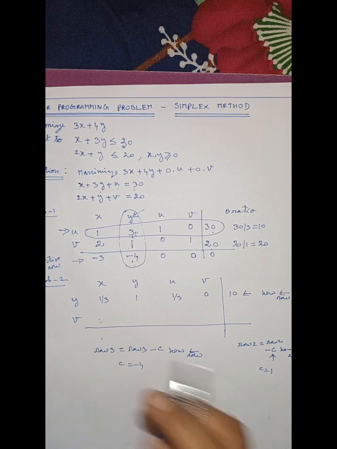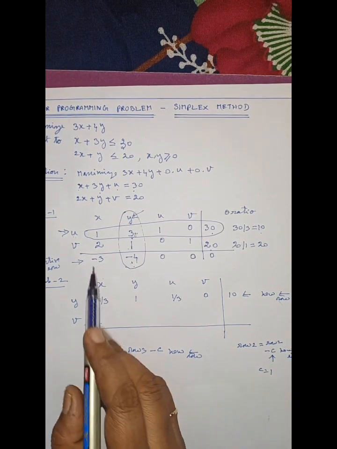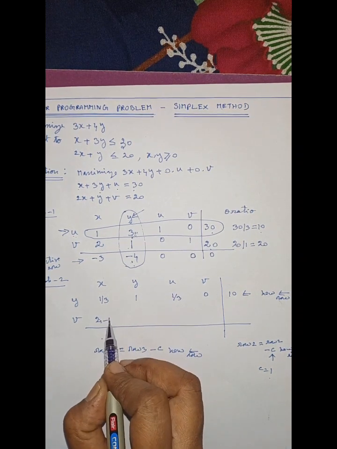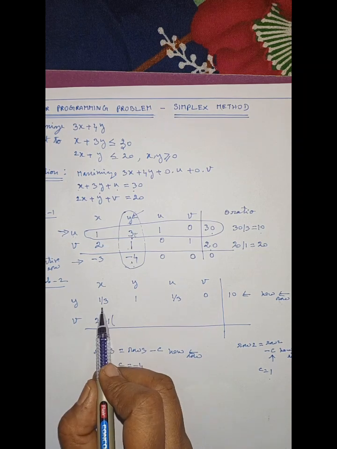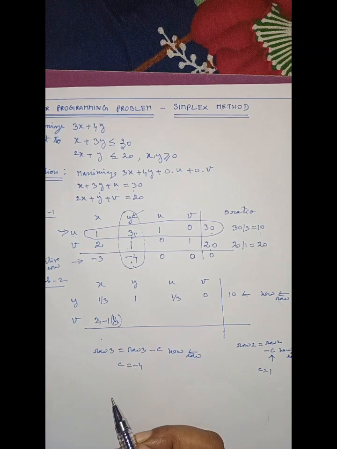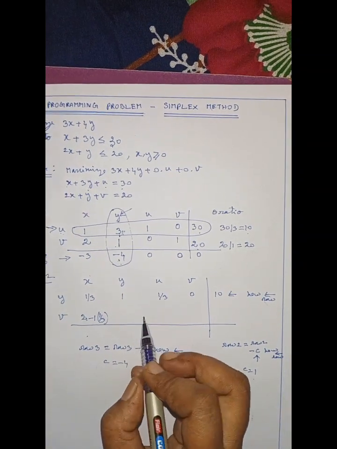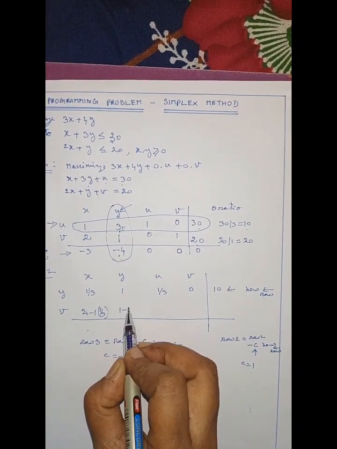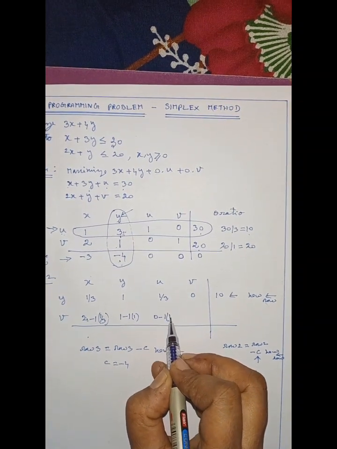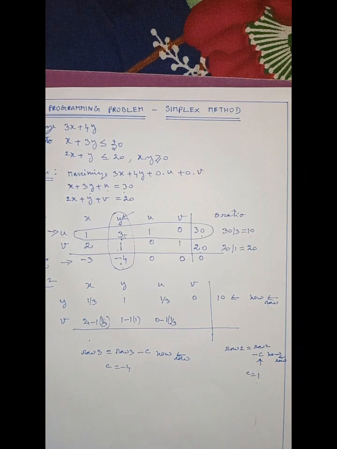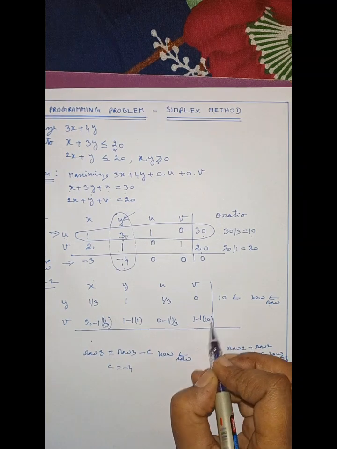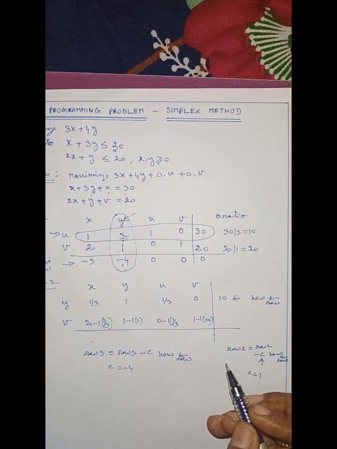Now we are going to apply the formula. The already existing value here is 2. So it is going to be 2 minus c, where c is equal to 1, so 1 into the corresponding new row value in the same column, which is equal to 1 by 3. In this way only we have to apply the formula. So in this way we can calculate the next value as 1 minus 1 into 1. Next one is 0 minus 1 into 1 by 3. And here the next is going to be 1 minus 1 into 0.